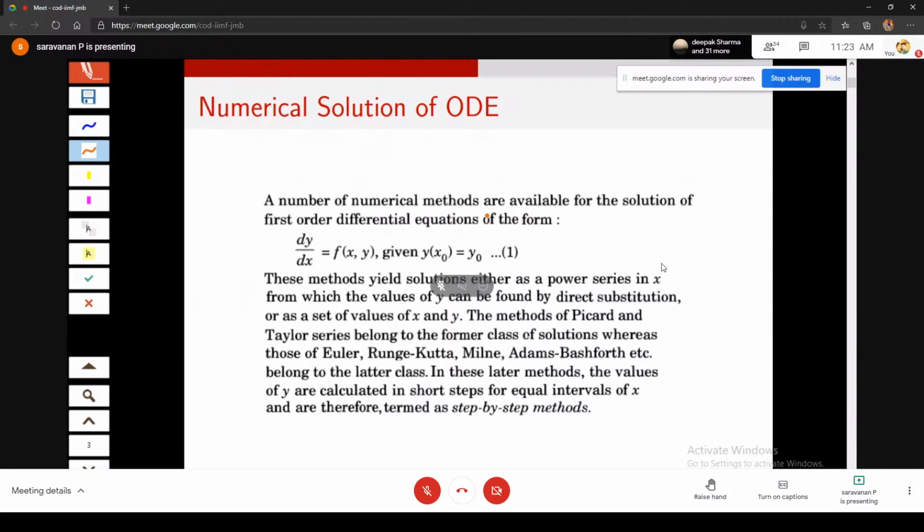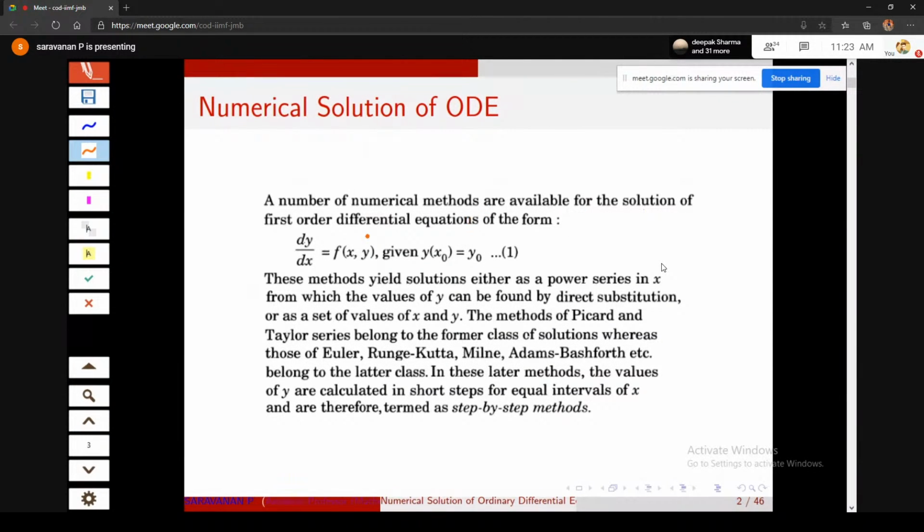There are different methods. A number of numerical methods are available for the solution of a first order differential equation of this form: dy by dx equal to f of x comma y, given y of x0 equal to y0. This is something like y of 0 equal to 1. Some condition is given. If first order is given, we will be given one condition. If second order is given, we will be given two conditions, because in second order we get two integrating constants, so to find them we need at least two. In general, for an nth order differential equation, we will get n conditions.